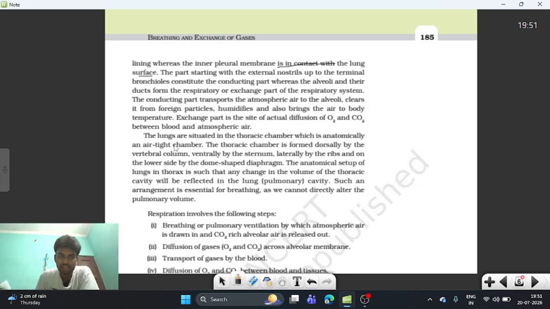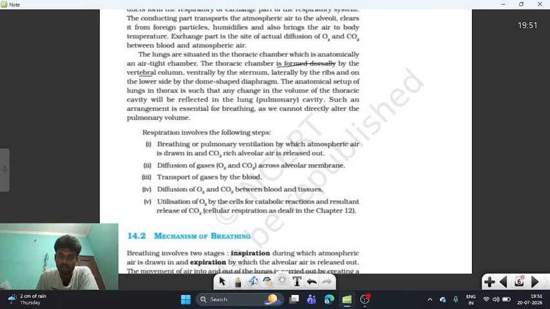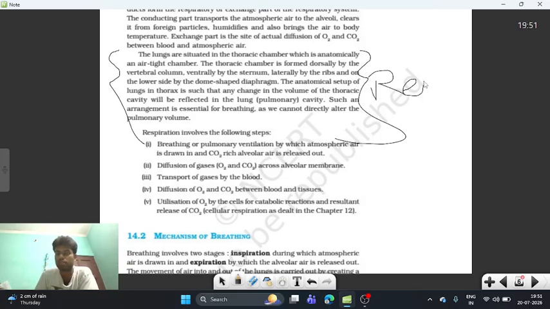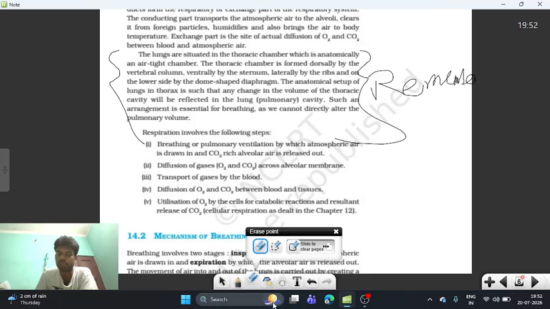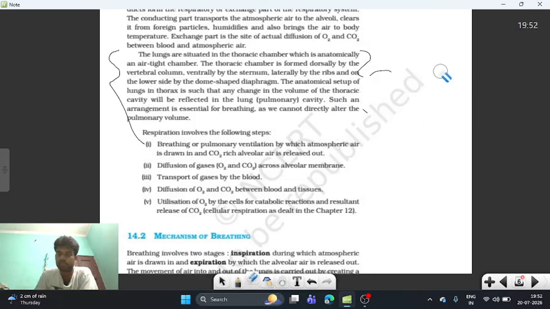You will read this. See, respiration involves the following steps. I'm not going to read this line by line. This is very easy. You just have to remember where the lung is located from here. I hope you will remember this. This is the part where the lung is located.